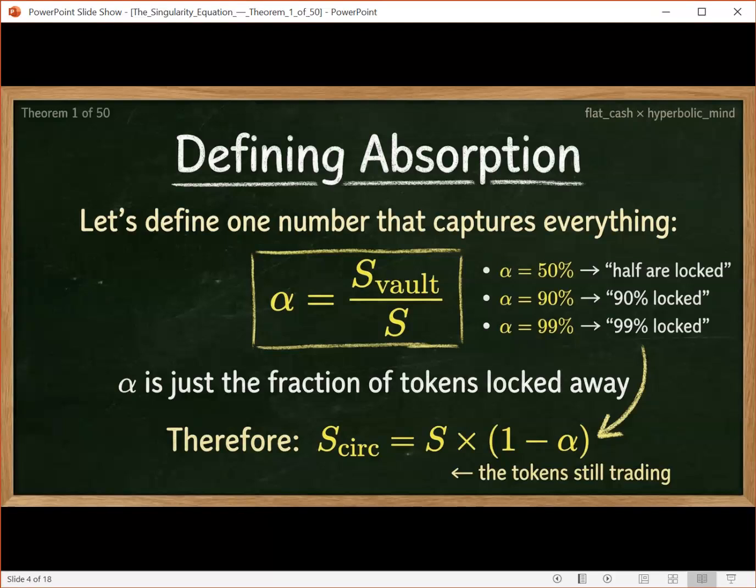So when alpha is equal to 50%, that means 50% of the supply is locked inside the vault. When alpha is 90%, that means S vault is 90% of S, so it is 90% locked. So if you define alpha as a fraction of the tokens, and you convert the previous equation and substitute for alpha, then you get circulating supply is nothing but S times 1 minus alpha. Again, basic algebra here.